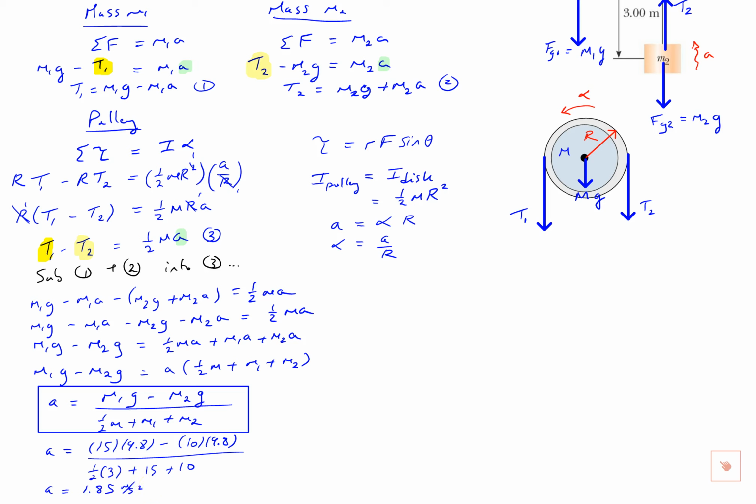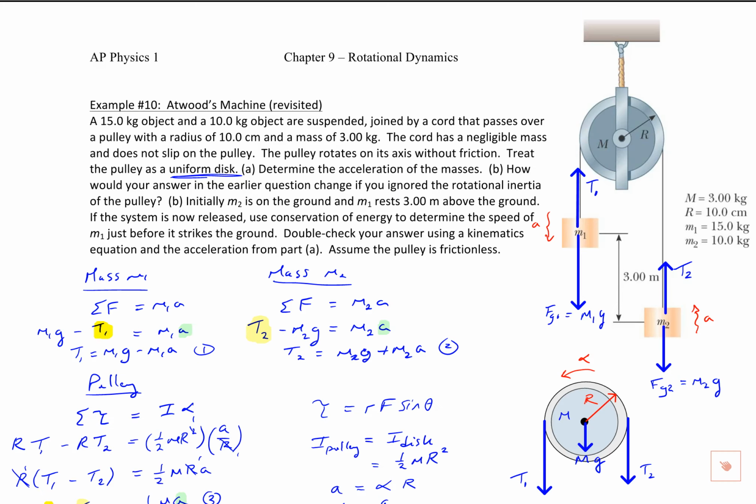Okay, that's for part A. Let's take a look at now part B, or the second question that we can see in here. Part B is asking, how would your answer in the earlier question change if you had ignored the rotational inertia of the pulley? So if you basically had done this problem like what you did back in chapter 4 when we were studying pulleys and assumed that they were frictionless and massless.